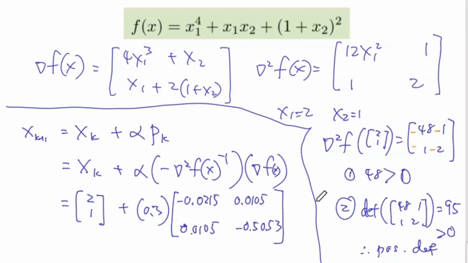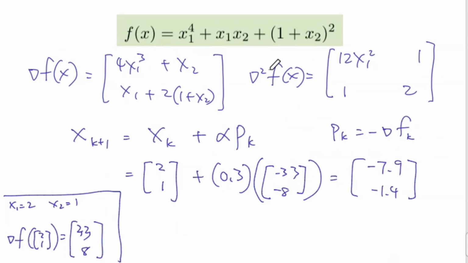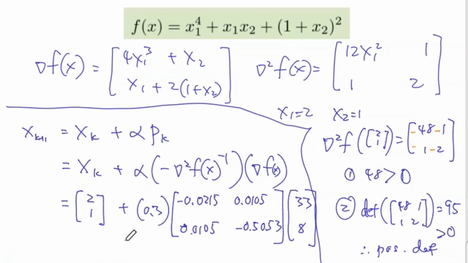And the gradient, we have the gradient already just now, right? The gradient is 33 and 8. We get the gradient from the first part, from here. So you complete the calculation, and you find this is equal to 1.817 and 0.108. So this is the next point that your search stops at using the Newton method.